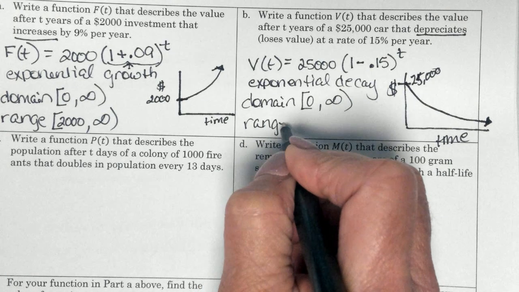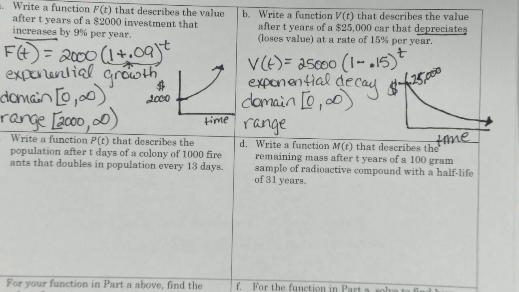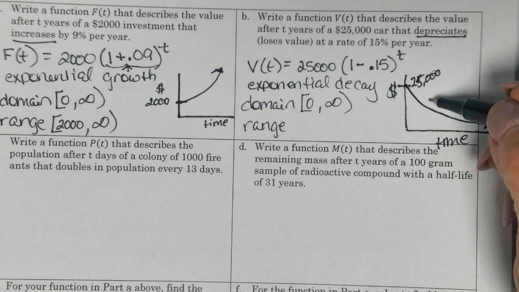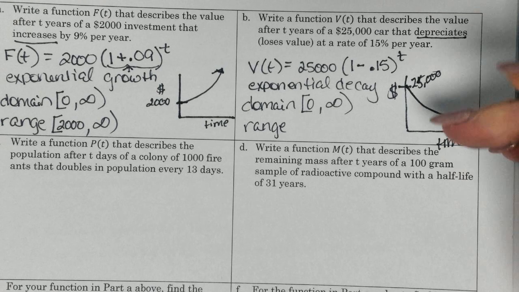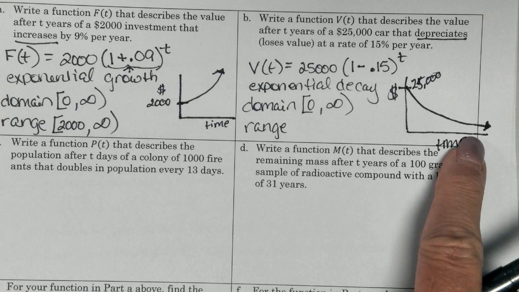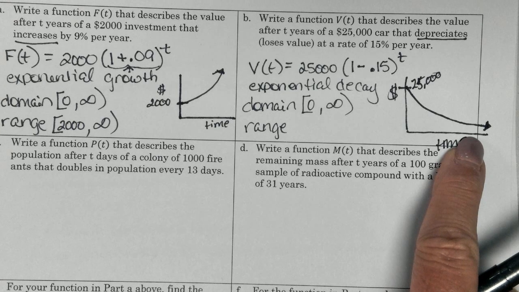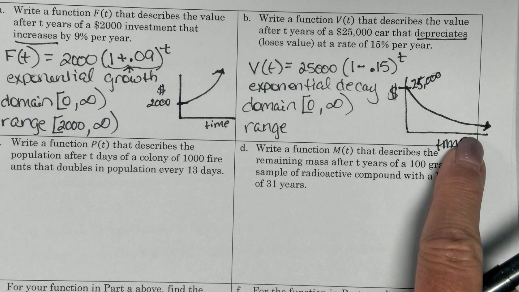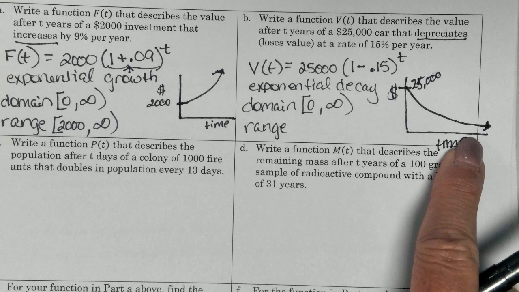Now be careful how you state this. What would be your range? Well, it would be negative infinity to 25. It'd be 0 to 25K. Because this is your range right here, right? Okay, so we are approaching 0. Do we ever reach 0? No, it'll be worth pennies, or nobody will want it, it'd be junk, but technically it's not 0.